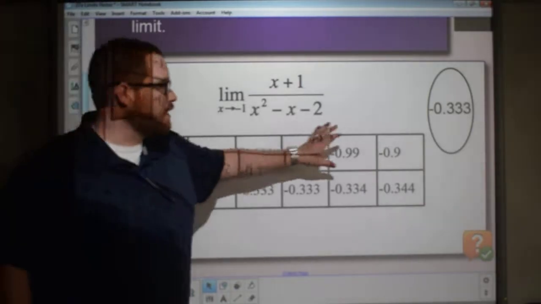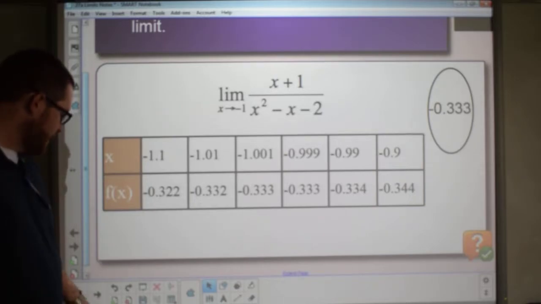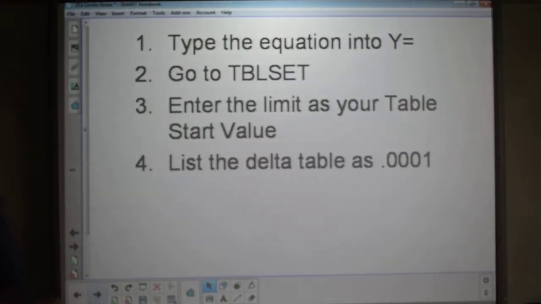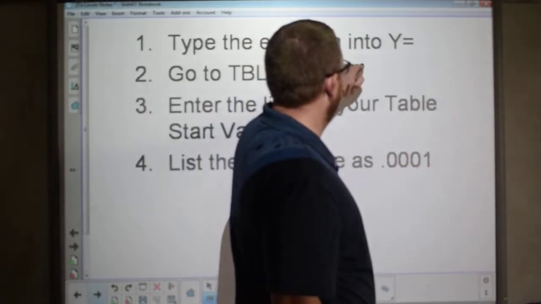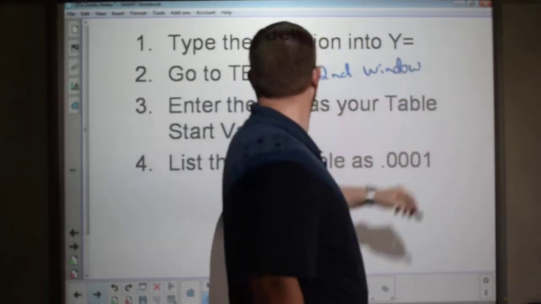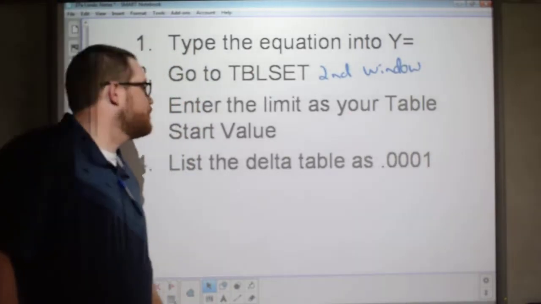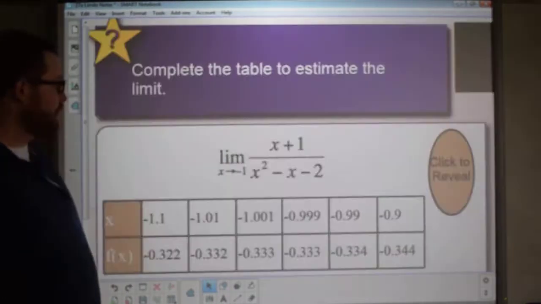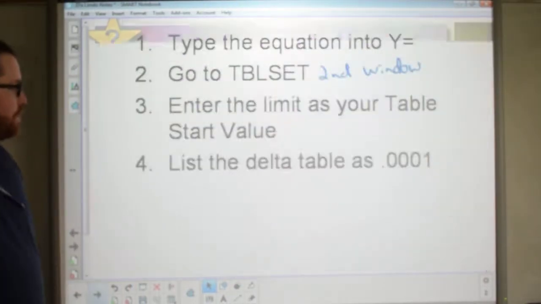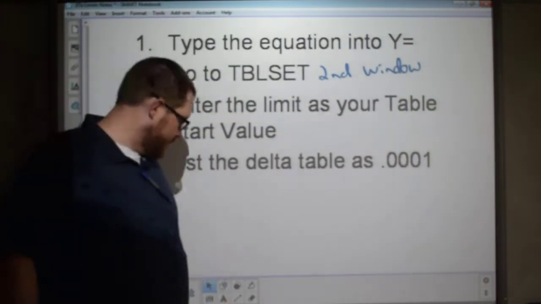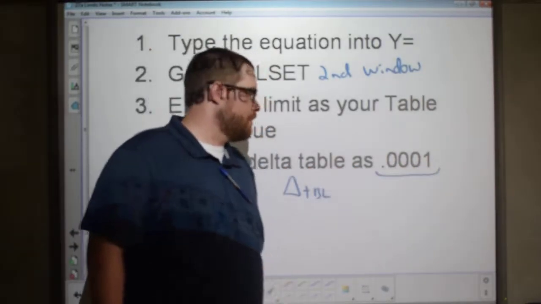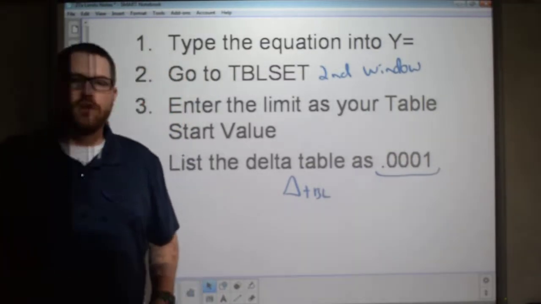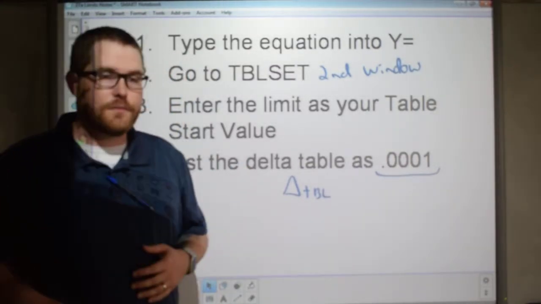So how can I use my calculator to do this? Well, I'm going to go to y equals and type in the equation. I'm going to go to table set, which is second window. Enter the limit as your table start value. So in this case, I wanted x equals -1, so I would use -1. And then under delta table, I'm going to use a really small number. In this example, I use 0.0001. You can also use 0.000001 or whatever small number you want to.